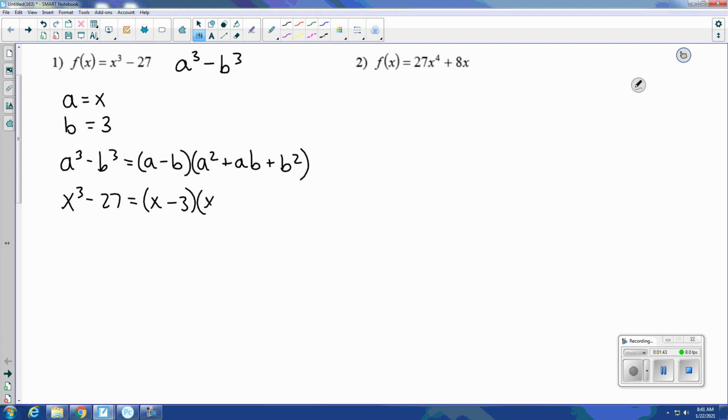So if we're looking at x cubed minus 27, we've already identified a and b. A squared is x squared, plus 3 times x is 3x, which would be a times b, and then plus b squared, which is 9. So we have the factorization.